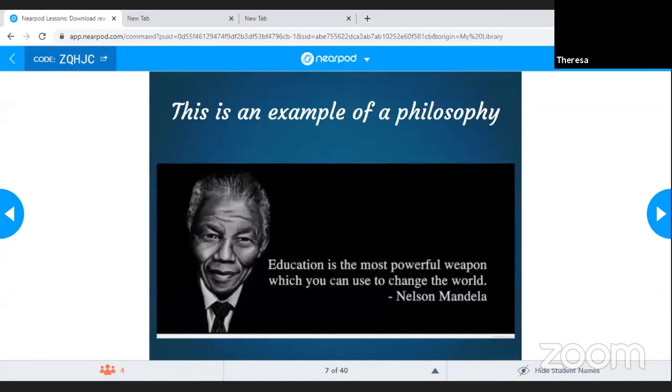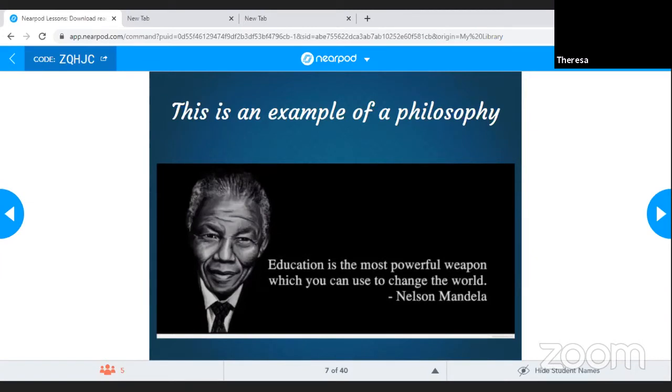So, I want to give you an example of a philosophy. I'm sure many of us are familiar with President Nelson Mandela, who is one of my favorites. And I think one of the things that stands out, especially in education, is his vision that education is the most powerful weapon which we can use to change the world. And I'm sure we all realize that the world has been and will continue to experience change. Now, this is an example of a philosophy.